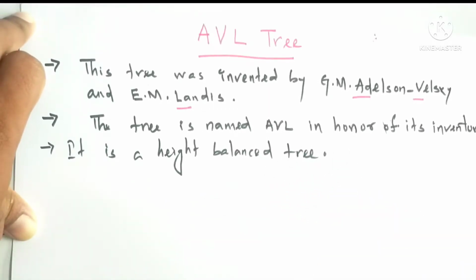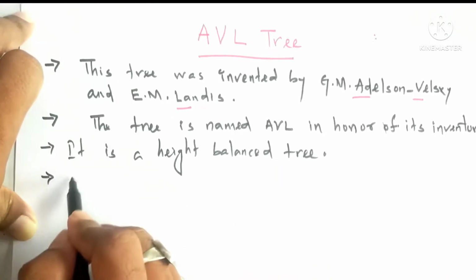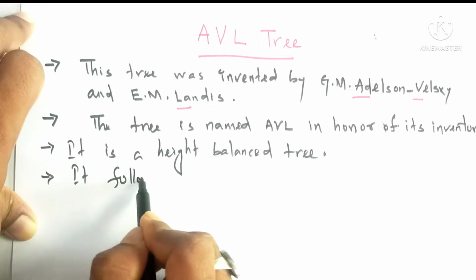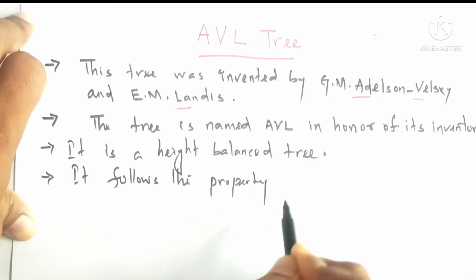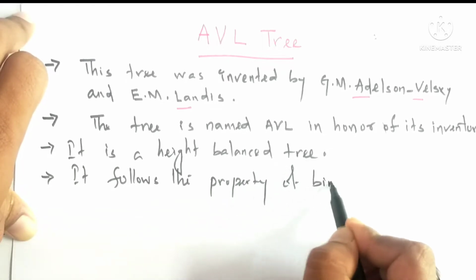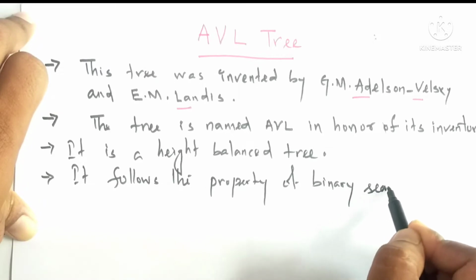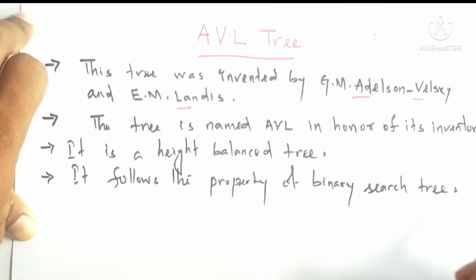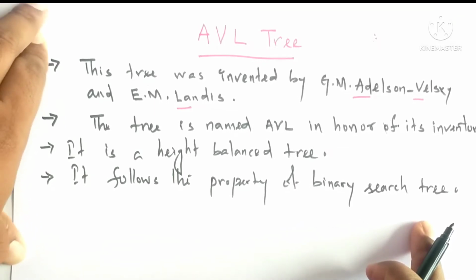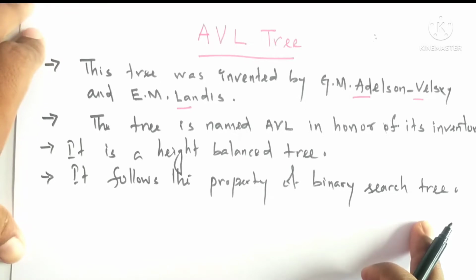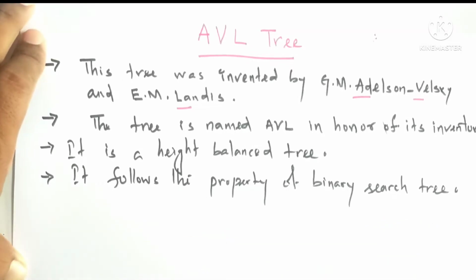All right. It follows the property of a binary search tree. The elements are arranged in terms of the binary search tree approach. That means the left value is less than your parent node value, and the right child value may be greater than or equal to your parent value. Now, what is a height balanced tree?